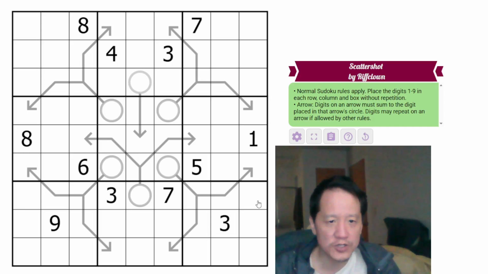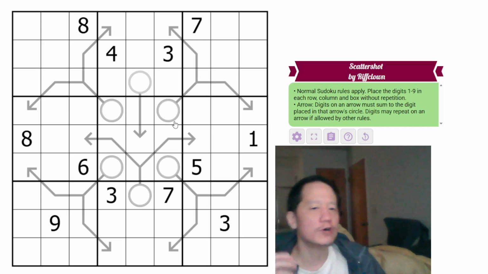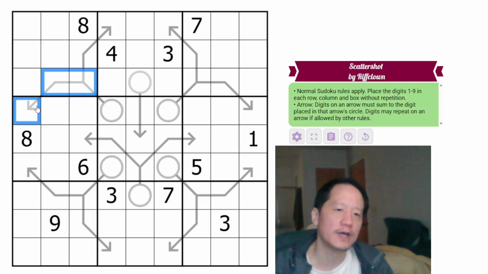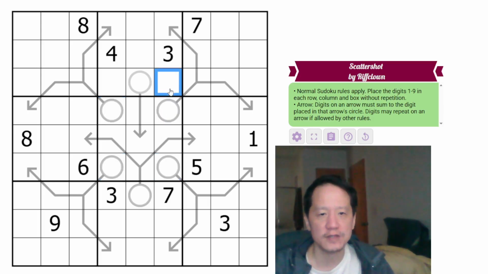So where should we tackle this? Because we know there's a possibility of repeats, does that give us anything? Not particularly. Well, okay, what does each cell have to be at least? Let's specifically say the circles in the middle box, right?